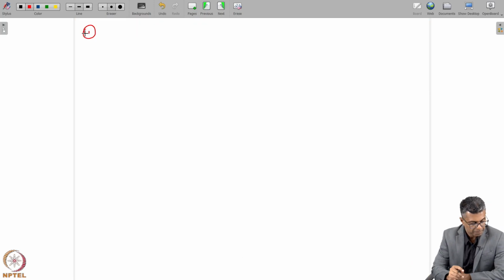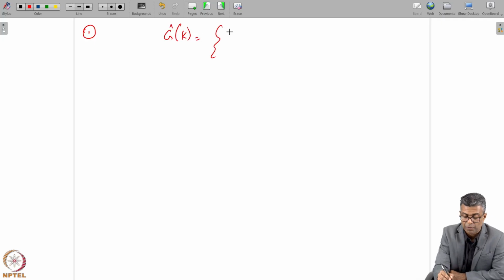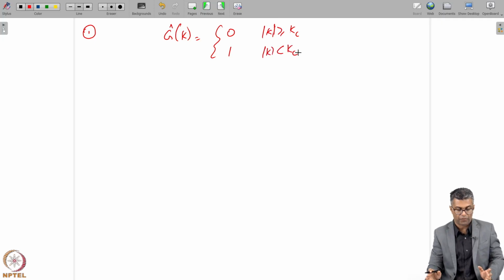Now what we know is that g hat of kappa by definition, and this is a sharp spectral filter as given in the problem, so it would be 0 and 1. It is 0 when the magnitude of kappa is greater than or equal to kappa c, because you are cutting it off, and when the magnitude of kappa is less than kappa c, it is equal to 1. That's a sharp spectral filter.